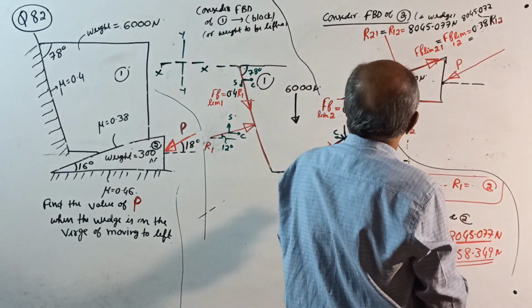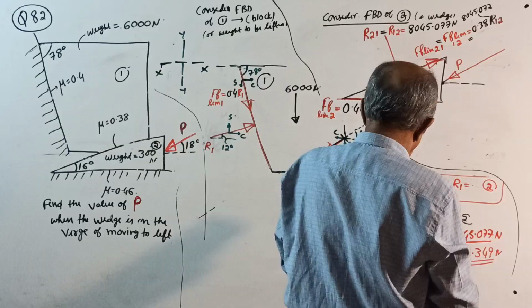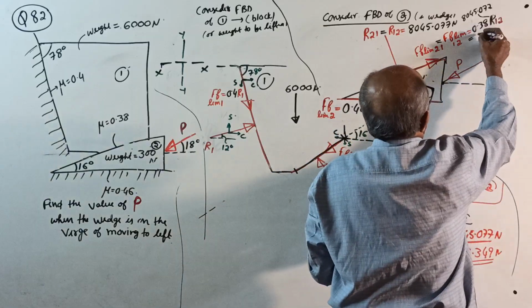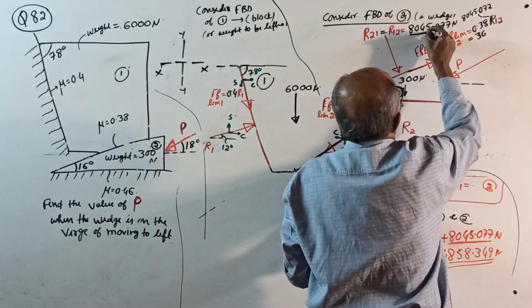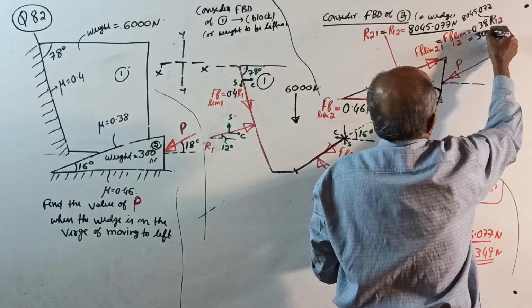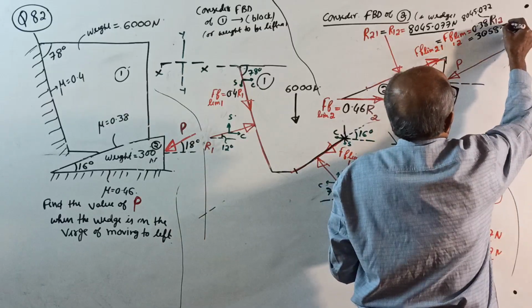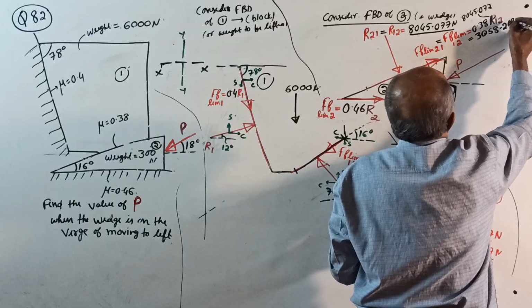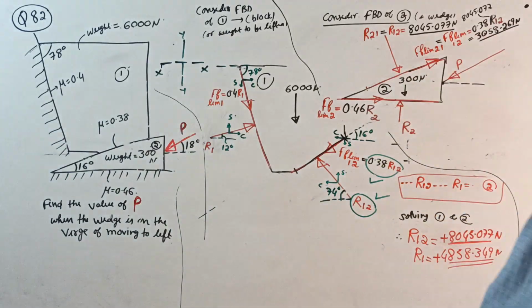8045.077 into 0.38 gives 3058.269 Newton. This number is known. See, this is known for you. This also is known. One minute. Camera problem? No, I think. No camera problem. Okay.